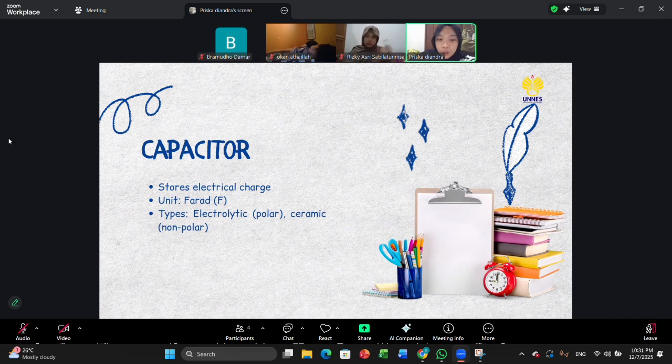A capacitor is a component used to store electrical charge temporarily. Its unit is the farad. There are two main types: electrolytic capacitors, or polar, and ceramic capacitors, or non-polar.